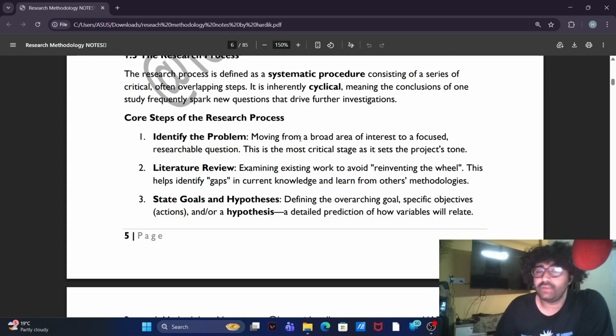Second step, literature review. Examining existing work to avoid reinventing the wheel. This helps identify gaps in the current knowledge and learn from other methodologies.